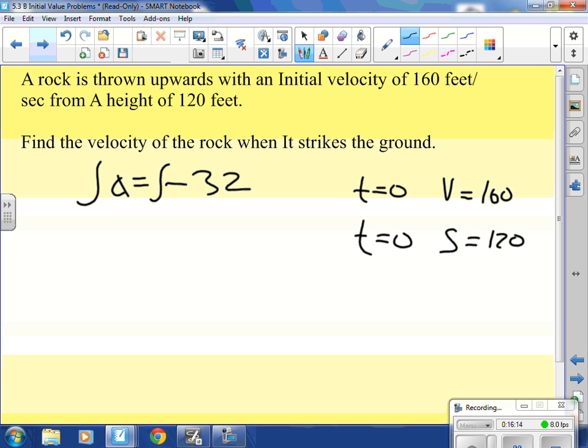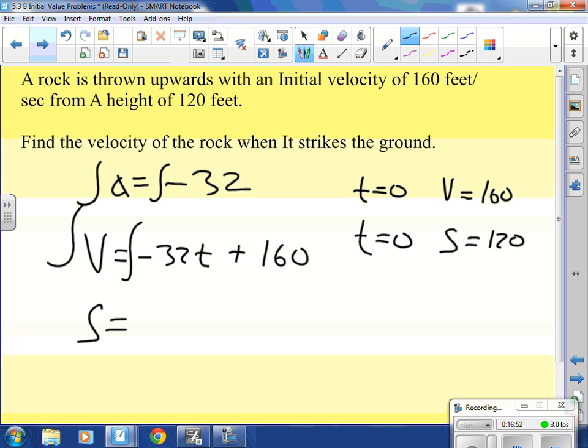The antiderivative of acceleration is velocity, which equals negative 32t plus c. When time is 0, the velocity has to be 160. So this c is 160. Now, we're going to use a sentence that's not technically true here, but just bear with me. We're going to integrate both of these. The antiderivative of velocity is position. That's not technically true, but it's close enough to true that we're going to use it. Position is negative 16t squared plus 160t plus c.